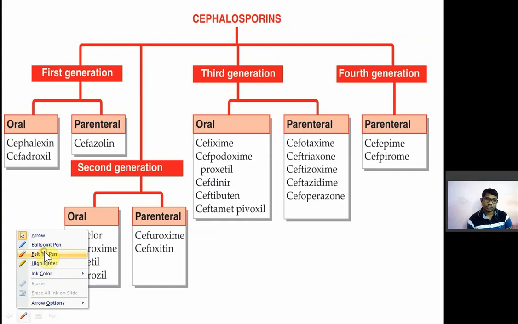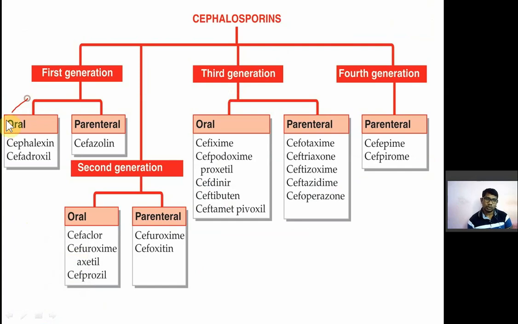So first generation cephalosporins, those which are given by oral route: cephalexin and cefadroxil. Most of the first generation will have a CEPA or CEFA in their structure, except cephalexin. So all the CEPA ones are the first generation, with the exception of cephalexin. Then parenteral cefazolin. In second generation, orally cefaclor, cefuroxime axetil, cefprozil, and parenteral cefuroxime and cefoxitin.